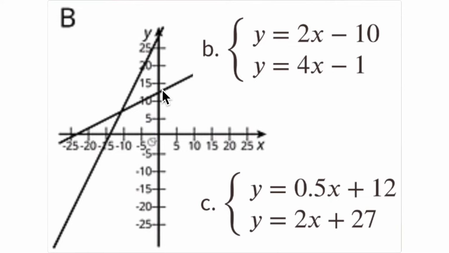The system of equations that matches these two graphs are either this system right here or this system right here. And this graph has a y-intercept of around 12, and this equation has a y-intercept of 12. This equation has a y-intercept of 27, and this equation has a y-intercept of 27. These two y-intercepts are negative. This is a -1, so down here somewhere, and this one would be a -10, so it would be right there. So the system of equations that matches these two graphs has to be C.